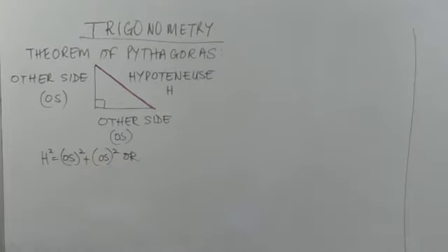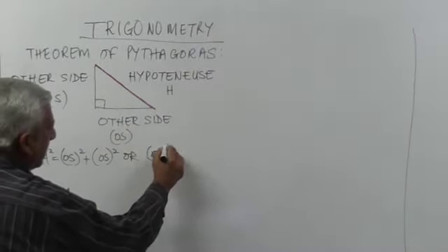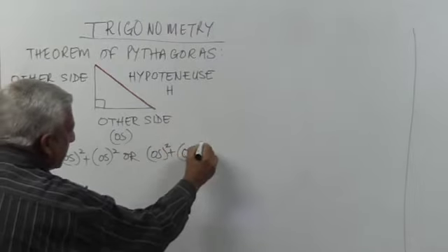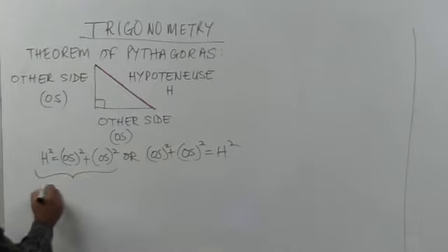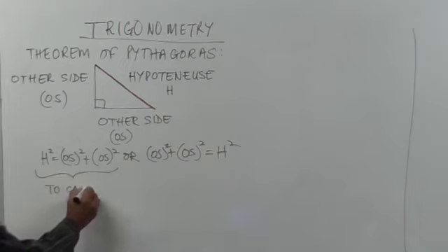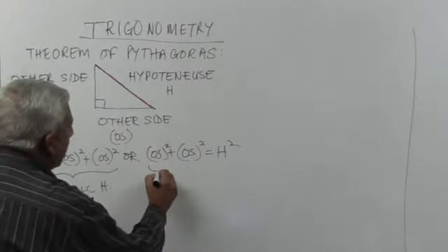Or it can be written other side squared plus other side squared is equal to hypotenuse squared. You can write it like this, or you can write it like that. Now you will write it like this when you want to calculate hypotenuse. You see, we will learn to work smart, not hard. So if we work like this, we're working smart to calculate H. We'll use that to calculate other side.